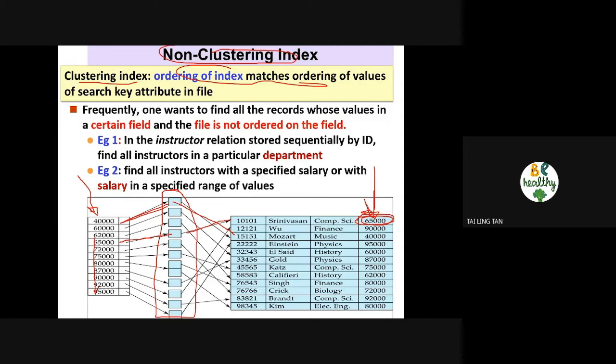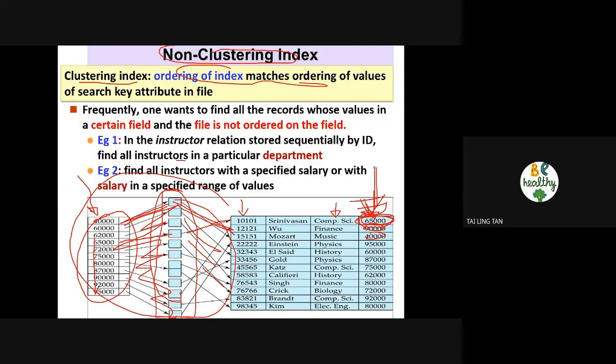But for this kind of index, you can see the numbers from top to bottom are not sorted. It's very messy. So we need to create one table that is pointing to different buckets and different locations, so the maintenance overhead of this is quite a lot. Only when it is needed to index this part and search on it do we create the index for this. Okay. So example one here is the instructor relation stored sequentially by ID. Find all the instructors in a particular department.